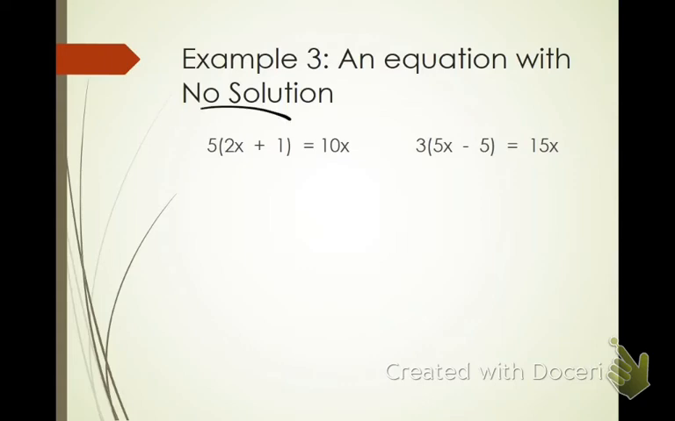Well, first of all, I see some distributive property here. So I want you to distribute 5 times 2x plus 1, and then rewrite the equation. Go ahead and distribute it.